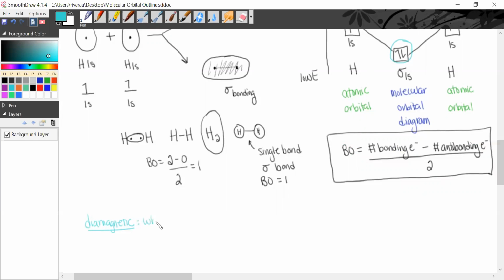So when all electrons in the orbital diagram are paired, the substance will be repelled by a magnetic field.